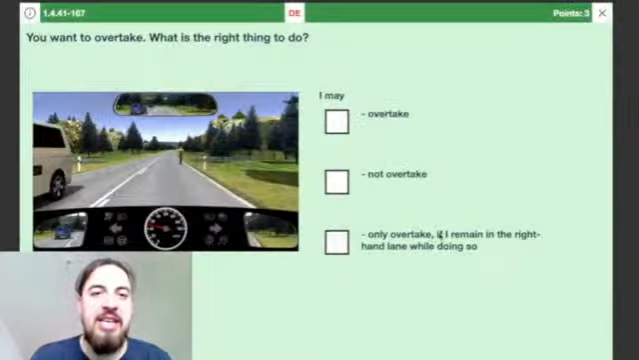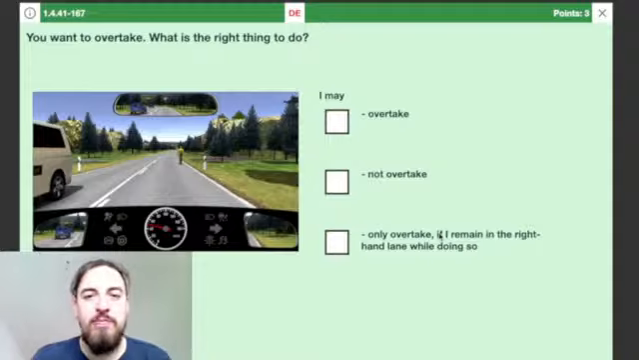You want to overtake. What is the right thing to do? I may overtake. I may not overtake. I may only overtake if I remain in the right-hand lane while doing so.